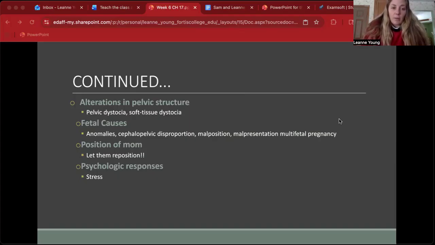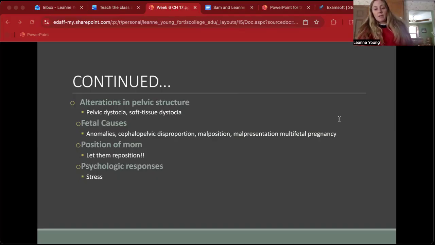In continuation, so our fetal causes: anomalies. Is that baby big? Does that baby have any type of ascites, a tumor, an open neural tube, hydrocephalus? Cephalopelvic disproportion, okay, that's a big one. This is the disproportion between the size of the fetus and the size of the maternal pelvis. The infant cannot fit through the maternal pelvis to be born vaginally, and it's usually due to fetal size and malpresentation. Okay. Is this baby in a bad position?